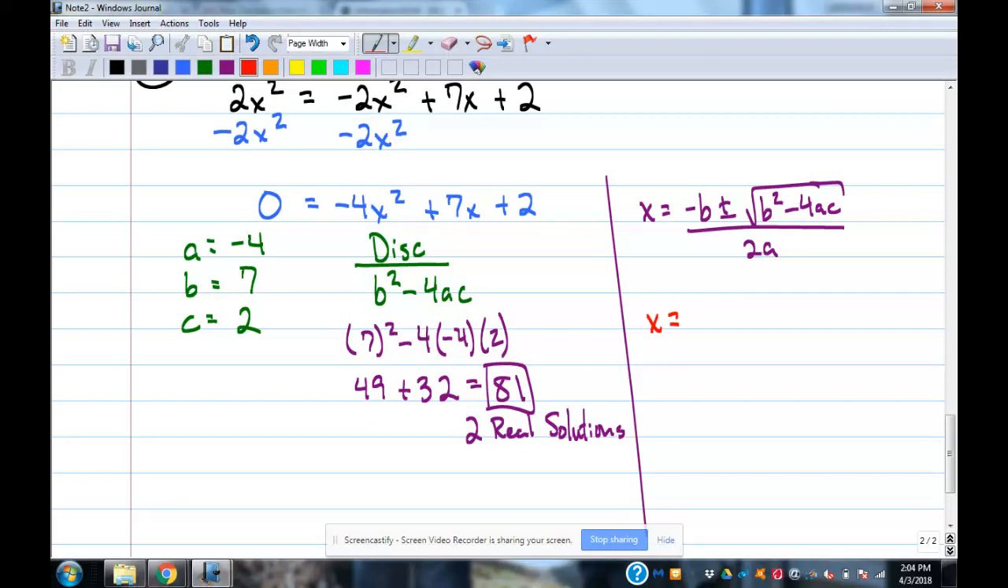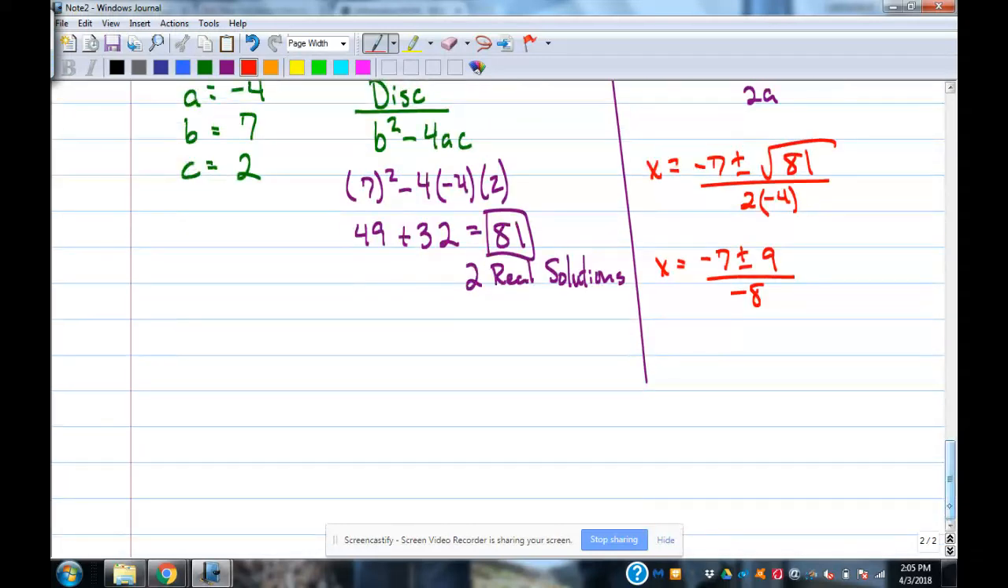All right. So negative b would be what? Negative 7 plus or minus the square root of 81, which we know is 9, right? So we got x equals negative 7 plus or minus 9 over negative 8. Once you get to that spot, all you got to do is split it up and work them out. x equals negative 7 plus 9 over negative 8, and then x equals negative 7 minus 9 over negative 8.